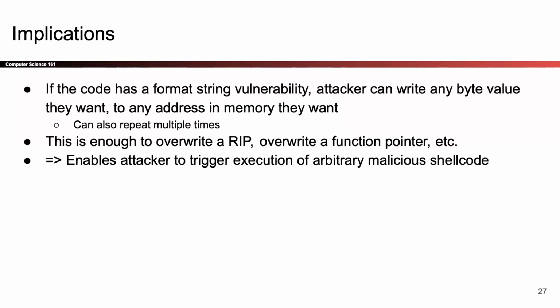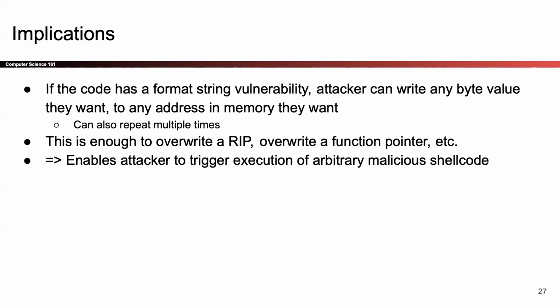Okay. So an implication is, if your code has this kind of bug, this format string bug, then an attacker can write any byte value they want, anywhere they want, and repeat that multiple times. This is enough to override RIP, or override a function pointer, so they can run arbitrary malicious shellcode. This is the kind of thing we see a lot in software security: if you make this class of bugs, it allows the attacker a capability, like write any byte anywhere or read any byte from anywhere. By putting those little building blocks together, they can ultimately arrange a whole sequence of operations that in the end leads them to run arbitrary shellcode.